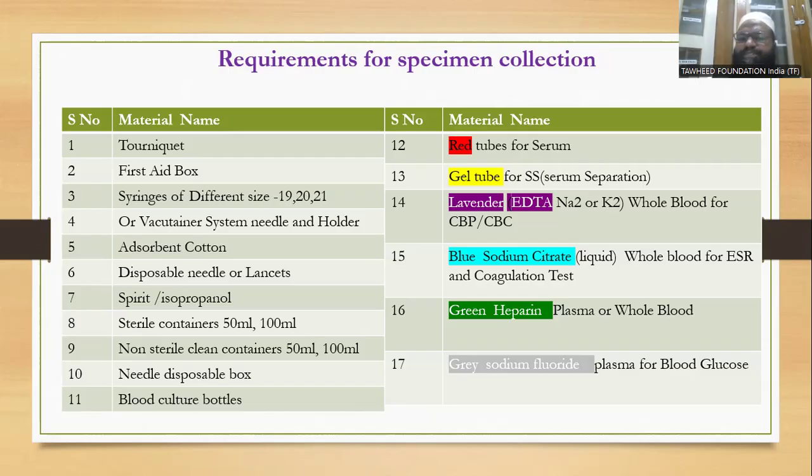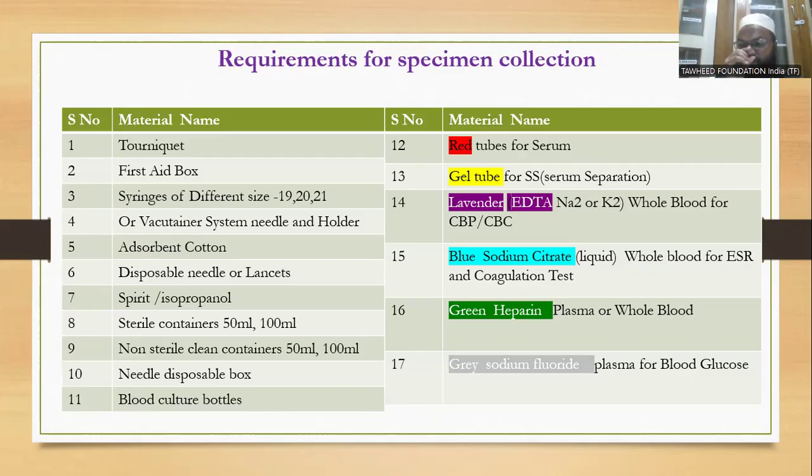Red tubes for serum, gel tubes for serum separation. Okay, SS means serum separating tube. SST also we can call them. Lavender EDTA. In EDTA also there are two types. One is sodium 2 and potassium 2. K3 tubes also you can get.